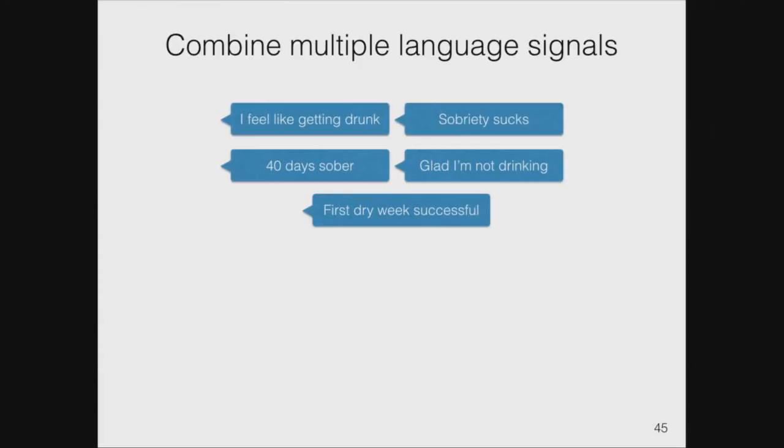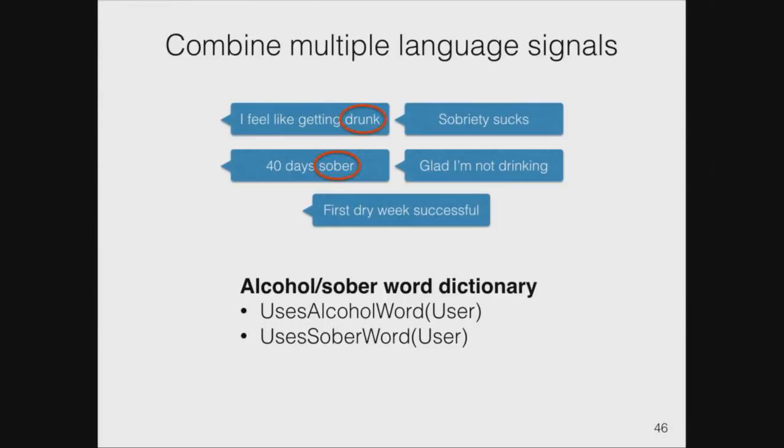With all this text, there are actually multiple language signals that we can use. We first came up with a dictionary of words corresponding to alcohol and words corresponding to sobriety. Here we were able to use some domain knowledge from our collaborator at UMD, who came up with these two dictionaries. And we can model this intuition with these two relationships, uses alcohol word and uses sober word.